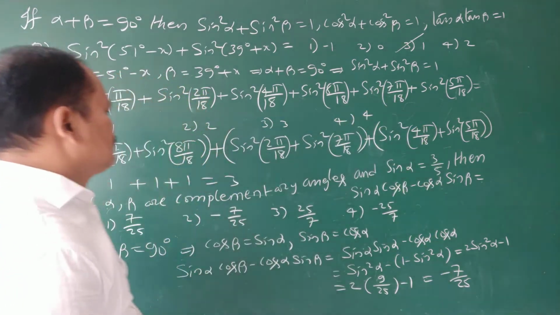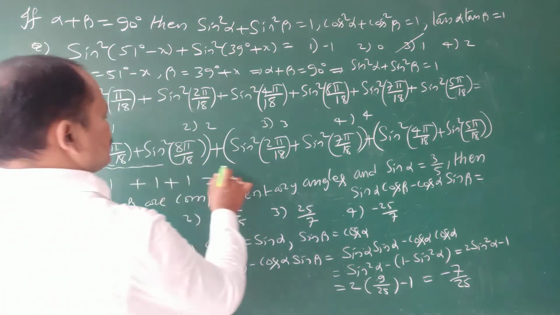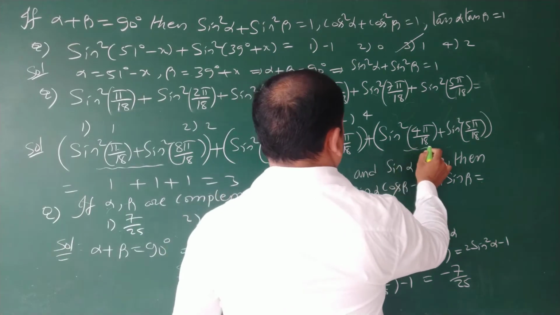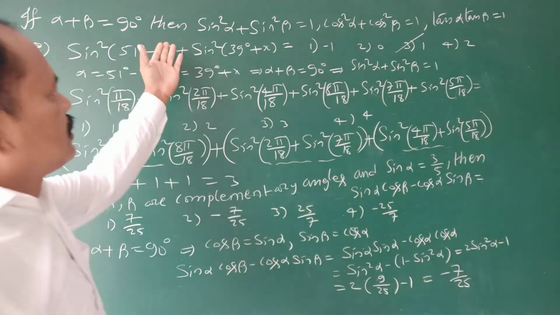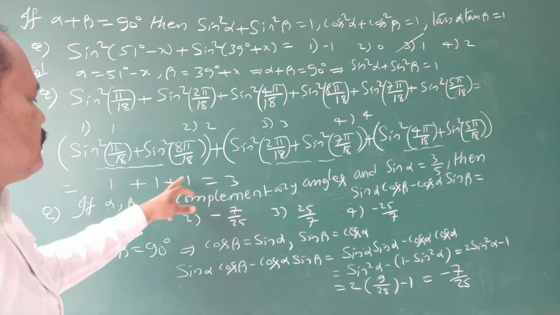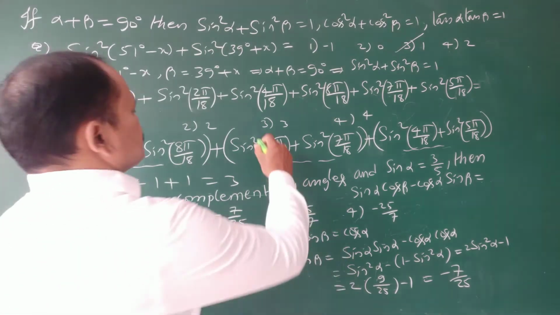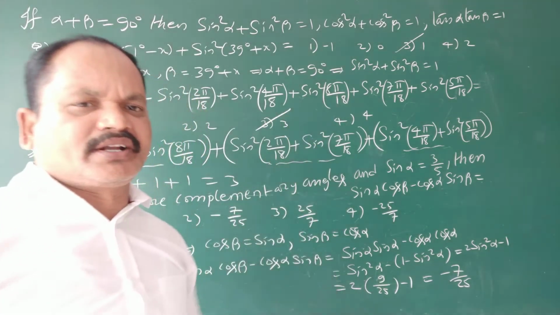One bracket. That's why this bracket represents 1, this bracket represents 1, this bracket represents 1, according to the complementary angles. That's why 1 plus 1 plus 1 is 3. That is the third option. So the third option is the right answer.